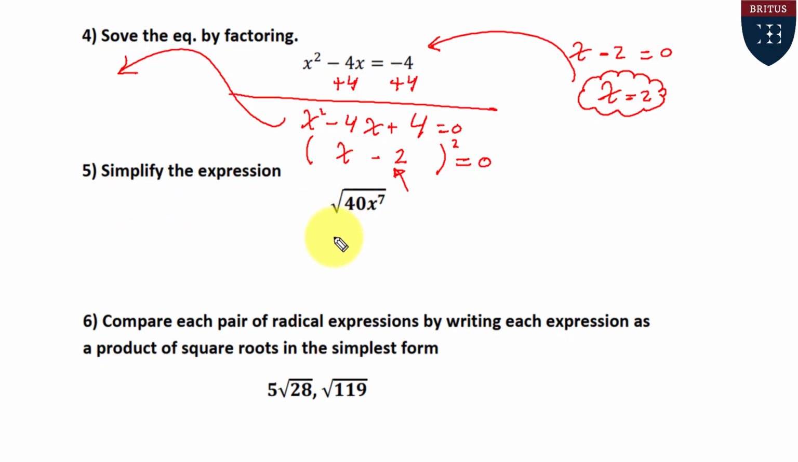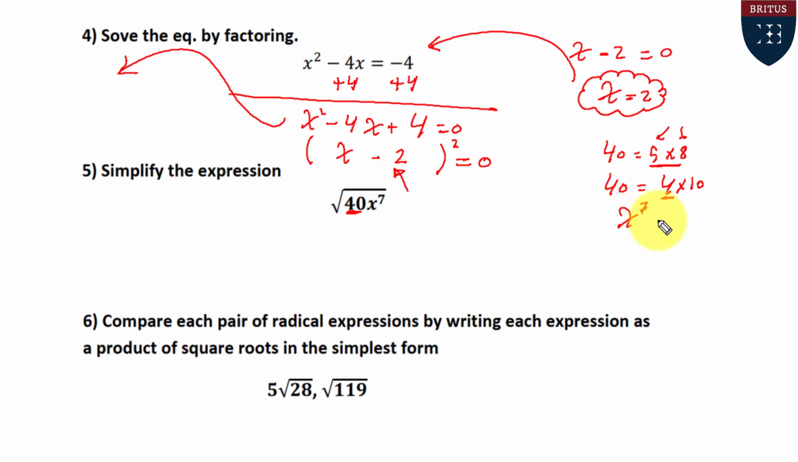Simplify the expression. Root 40x raised to the power 7. We can write 40 as what? We need a perfect square factor. 40 is 5 times 8. But 5 times 8 doesn't work. Why? Because 5 and 8 are not perfect square factors. But we can write 40, guys, as 4 times 10. We studied 4 is a perfect square number.